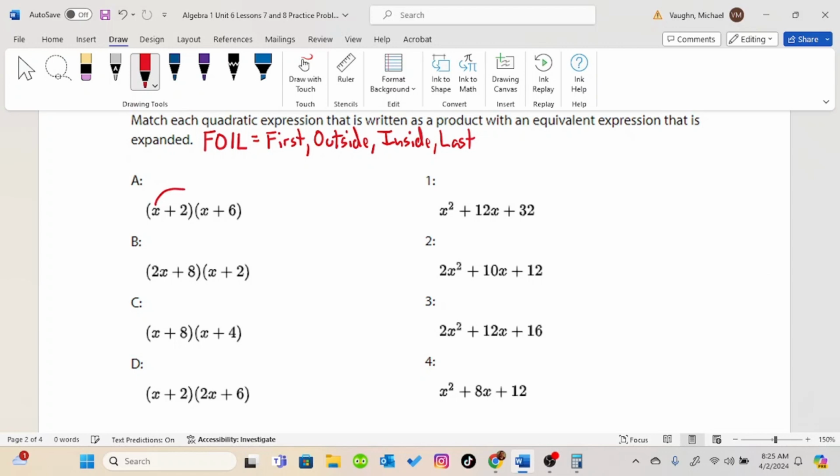So we have x times x is x squared. So this is either 1 or 4. Then we have x times 6, which is 6x, plus 2x, which is 8x. So this must match number 4.